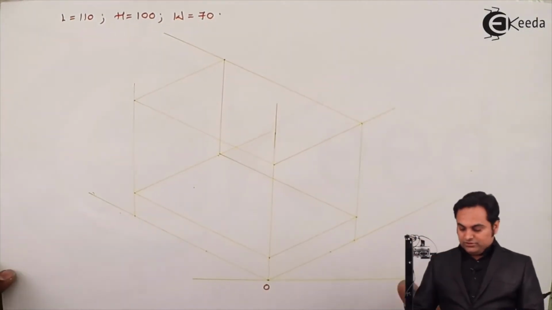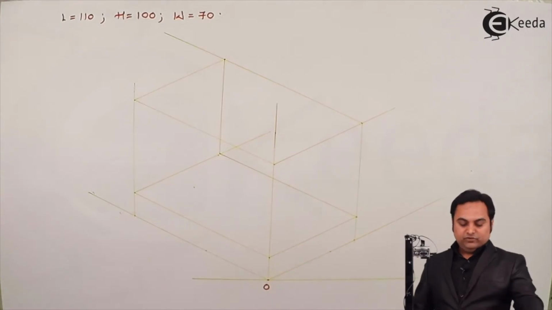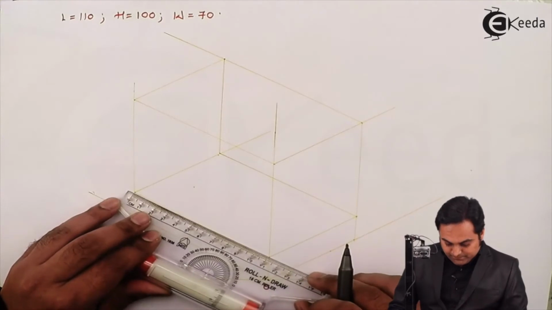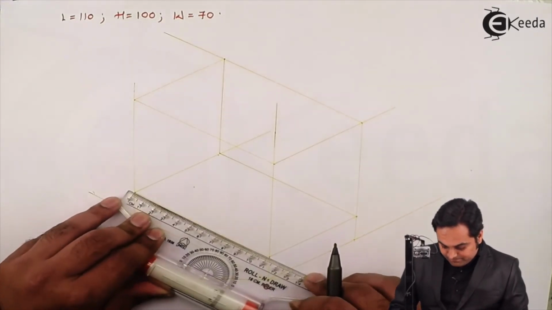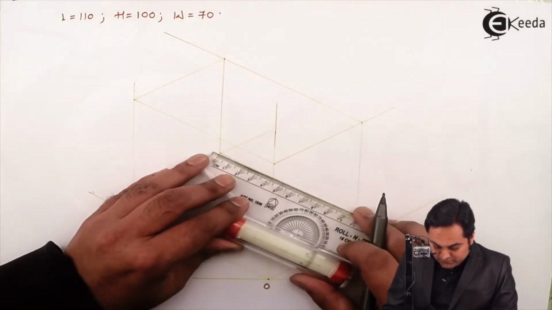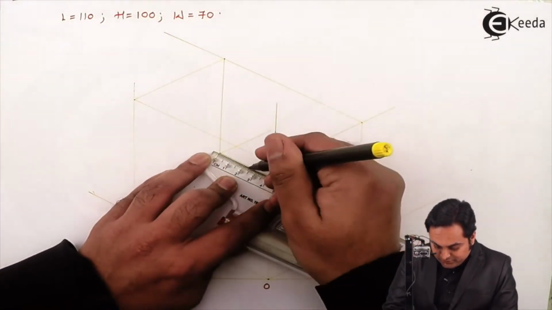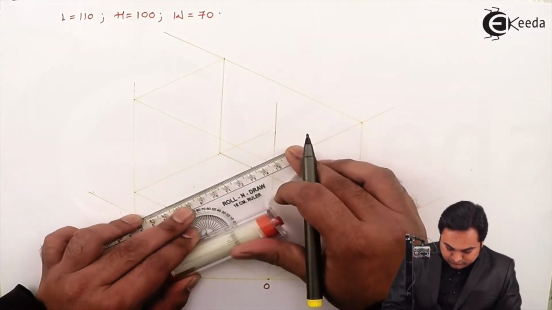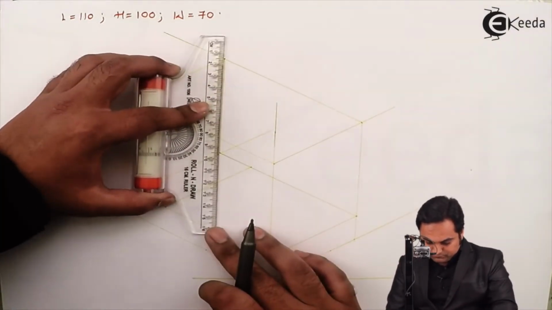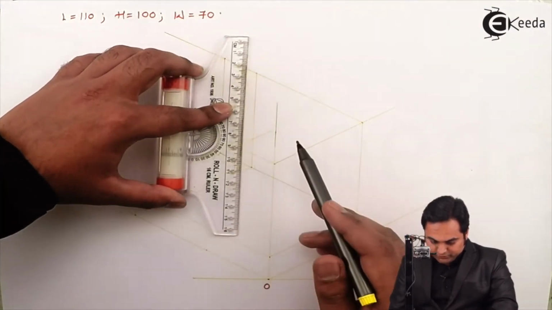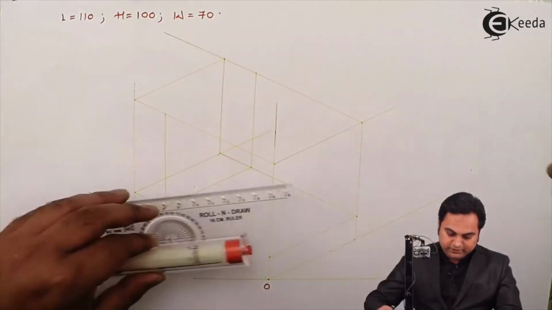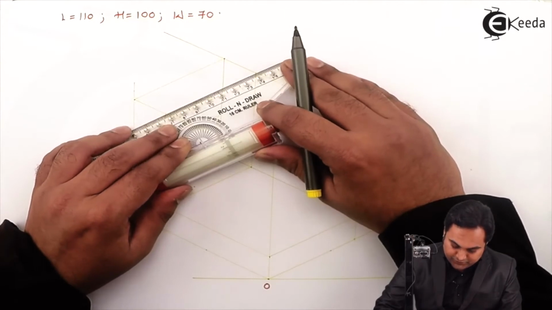Next, this is the horizontal plate, and for the vertical plate, this plate has a length of 25 mm. So measuring length as 25. Even on the other side, I'm measuring 25 mm, joining the points. Next, drawing a light vertical line, as well as from here, a light vertical line, joining the points.